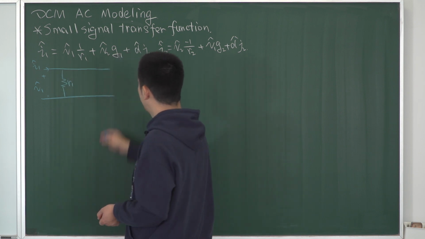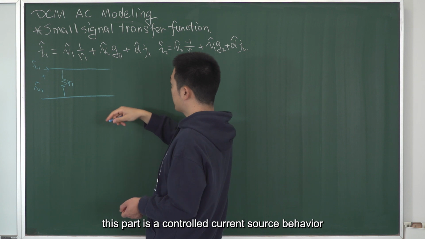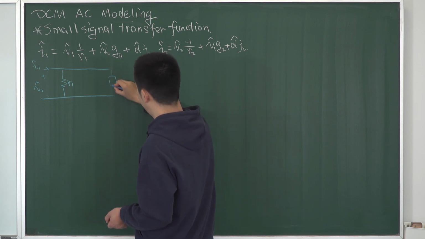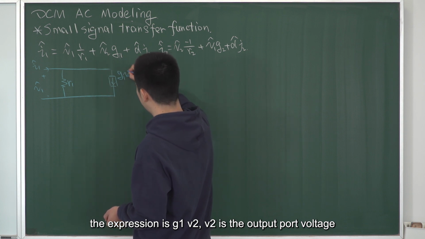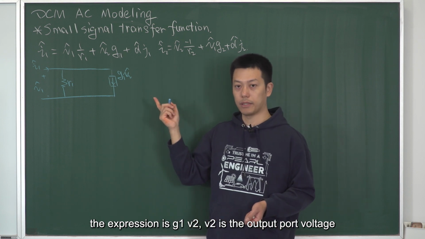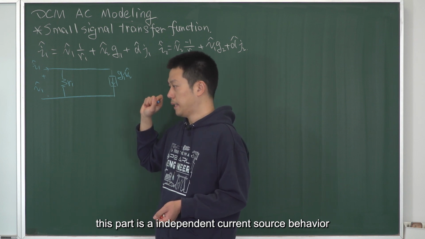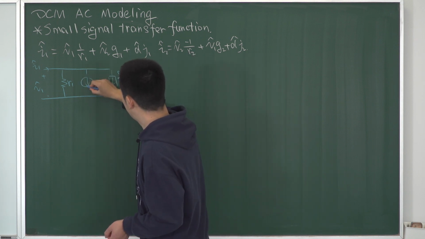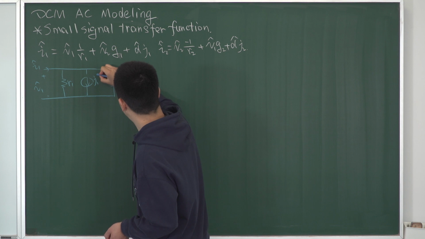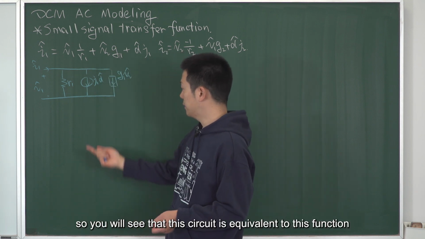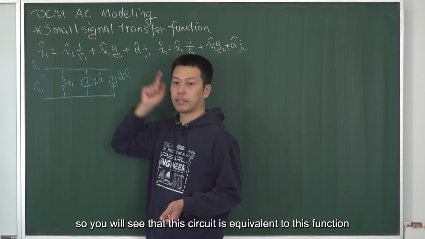Resistance is R1. This part is a controlled current source behavior. The expression is J1 V2. V2 is the output port voltage. And this part is an independent current source behavior. So you will see that this circuit is equivalent to this function.